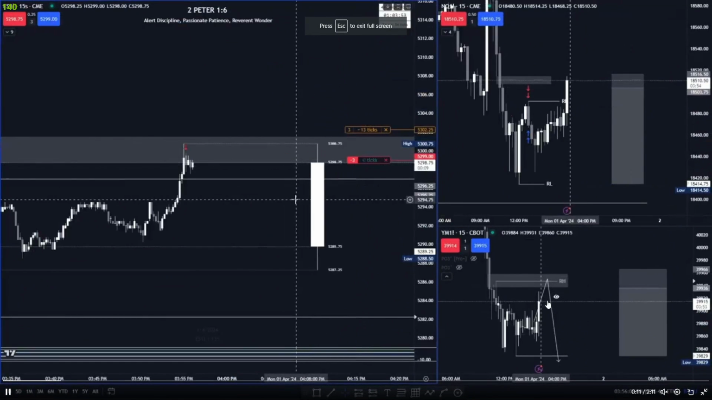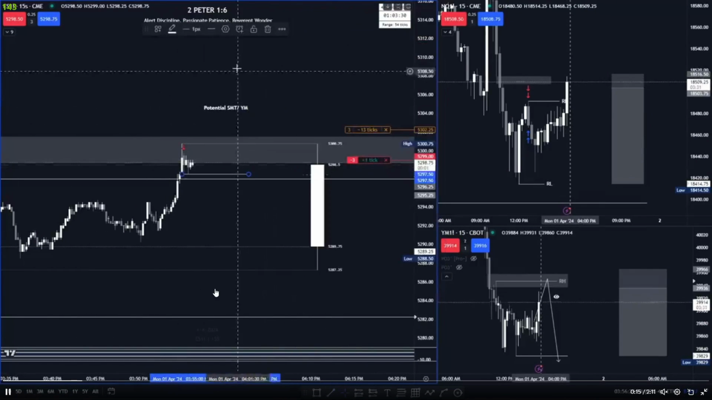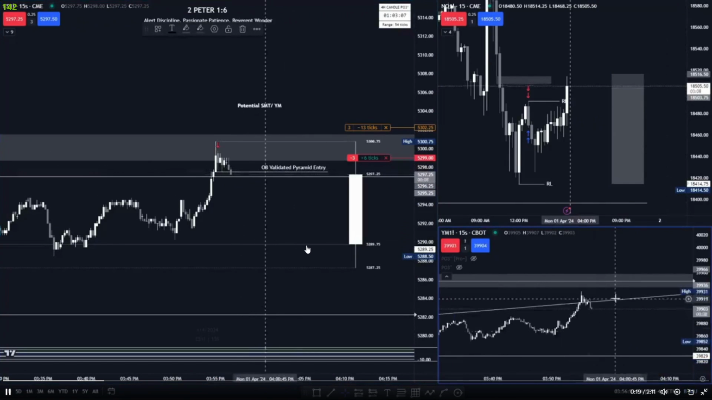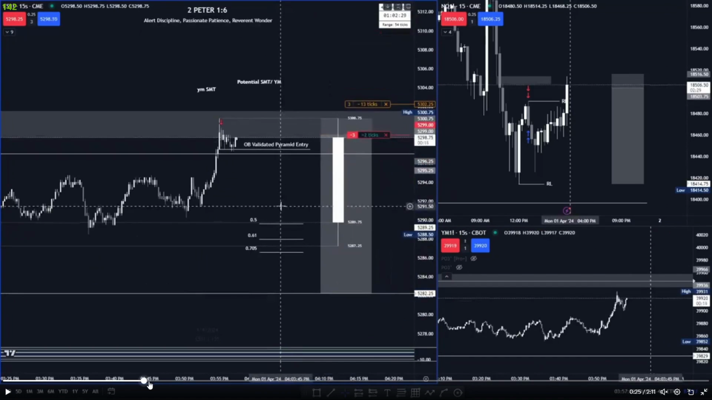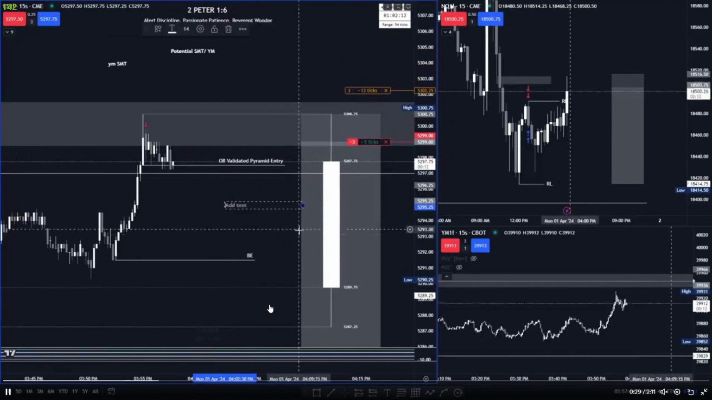SMT, right? As y'all can see here, we had an SMT. We said, okay, we're going to enter off of here. Potential SMT with YM. Order block validated, which is a potential pyramid entry, right? And we had our stop just above this imbalance, right? So we didn't want to see it trade above the imbalance. We had an SMT with YM.